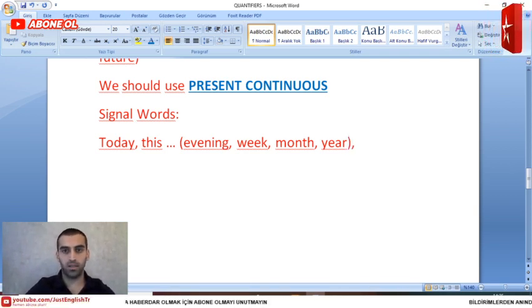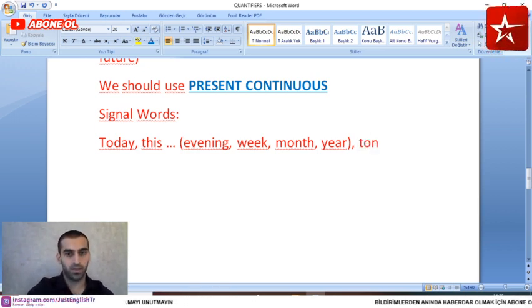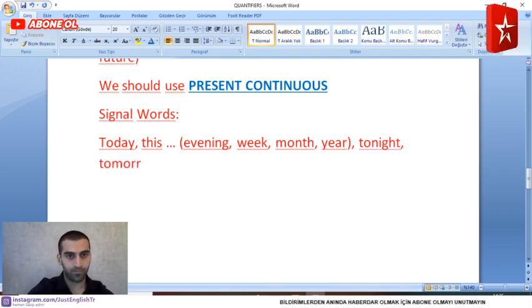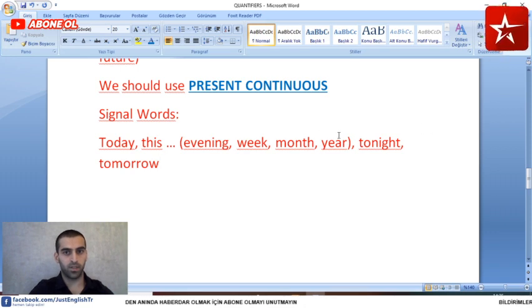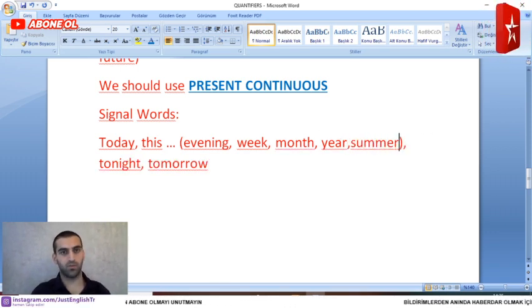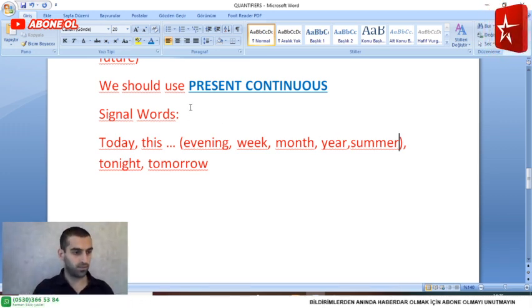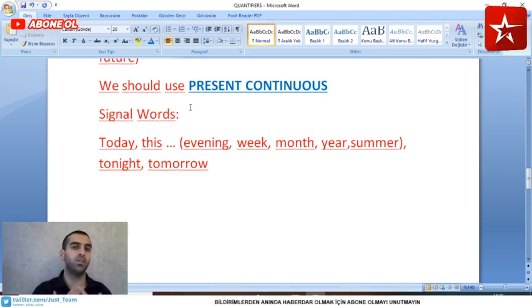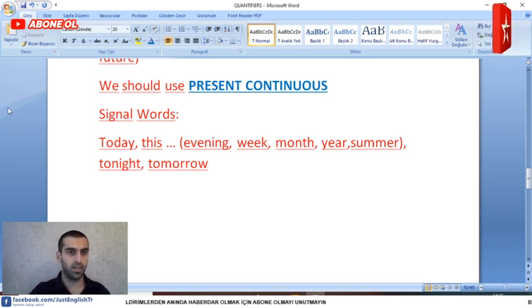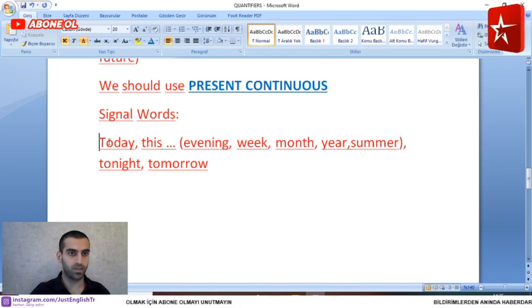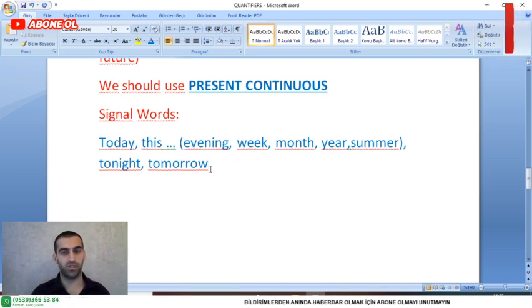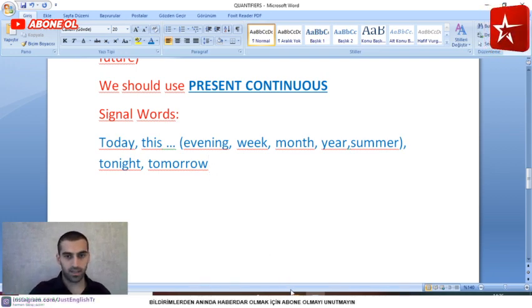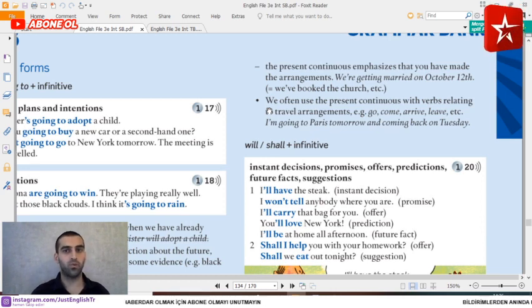And other words such as tonight, tomorrow, this summer. They are signal words that show us that we should use present continuous in this sentence. They are the signal words that we must use with present continuous to talk about arrangements in the future. And as I told you before, we often use present continuous with verbs relating to travel arrangements.